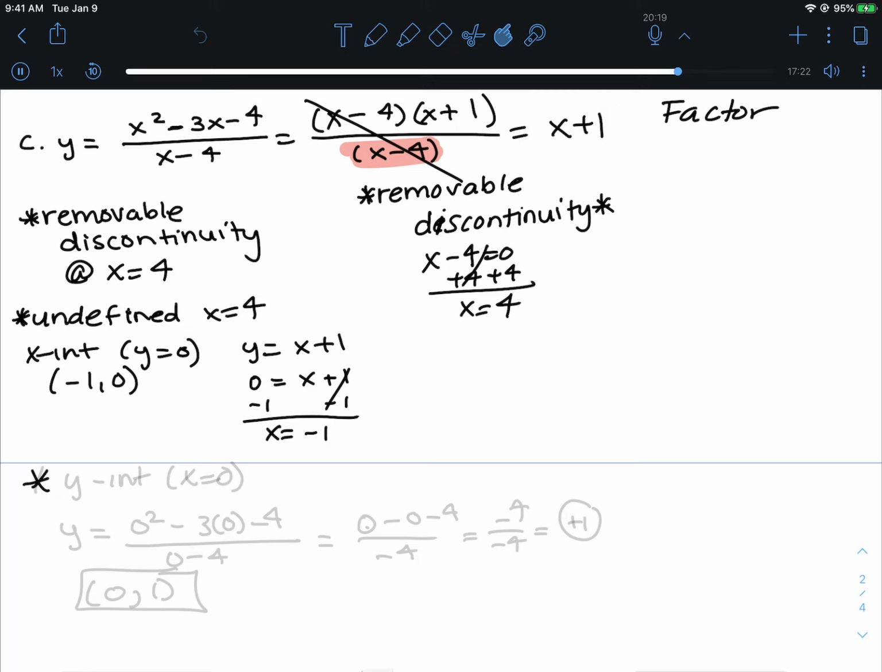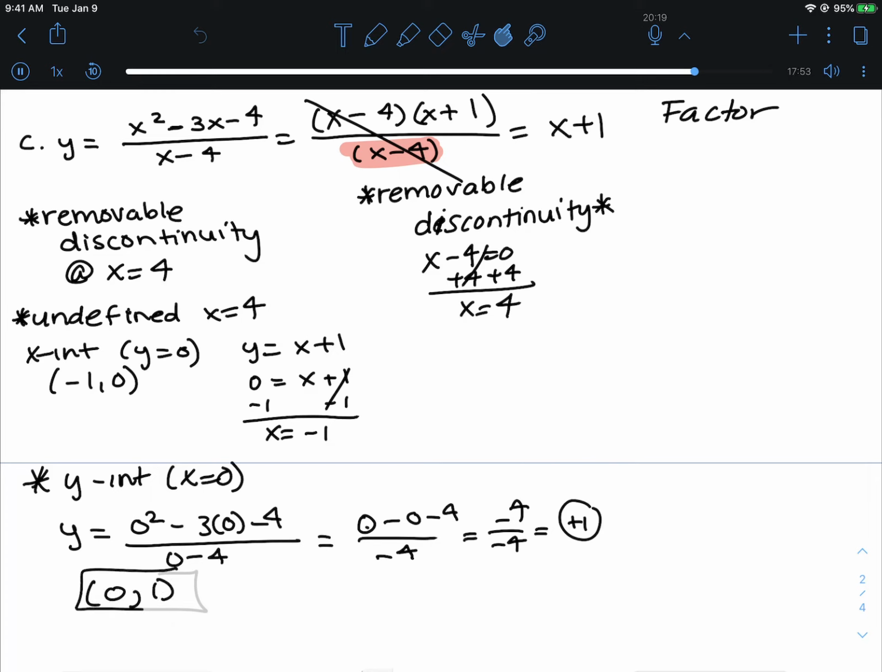Okay? So now let's find the y-intercept, which you get when x equals 0. So we're going to use the original function, y equals 0 squared minus 3 times 0 minus 4 over 0 minus 4. Well, 0 squared is 0. Negative 3 times 0 is 0, minus 4. 0 minus 4 is negative 4, so that's just going to be negative 4 divided by negative 4, which is going to be a positive 1. So my y-intercept is going to be 0, comma 1.